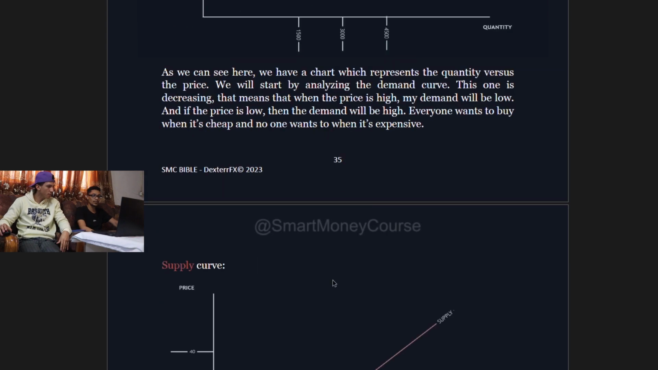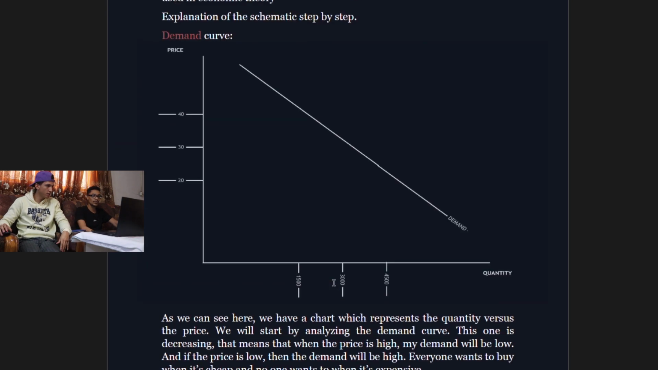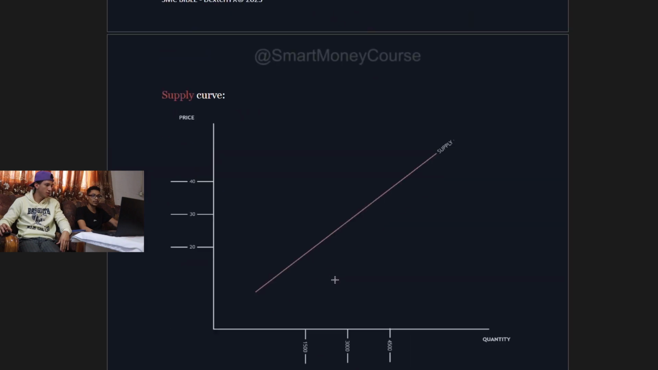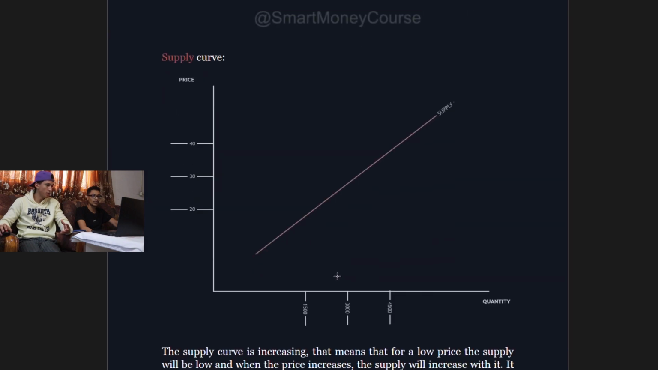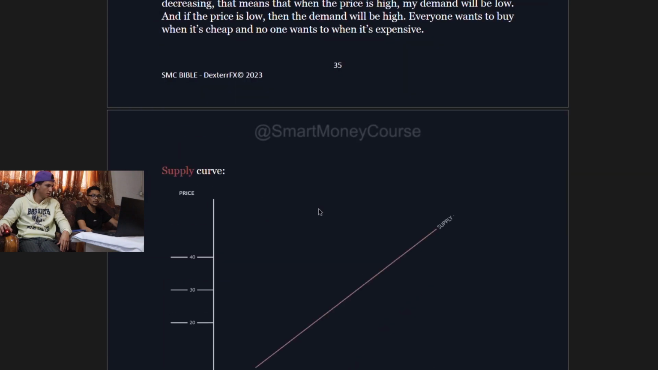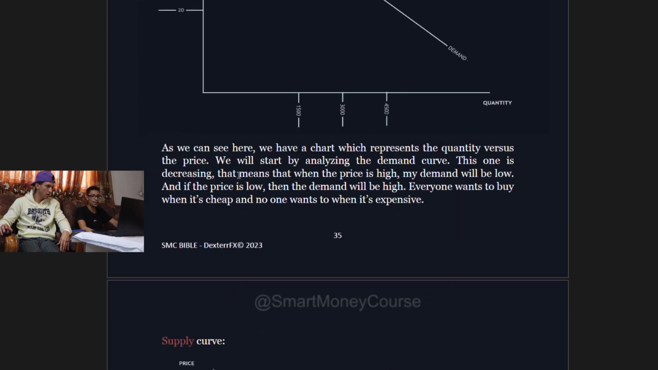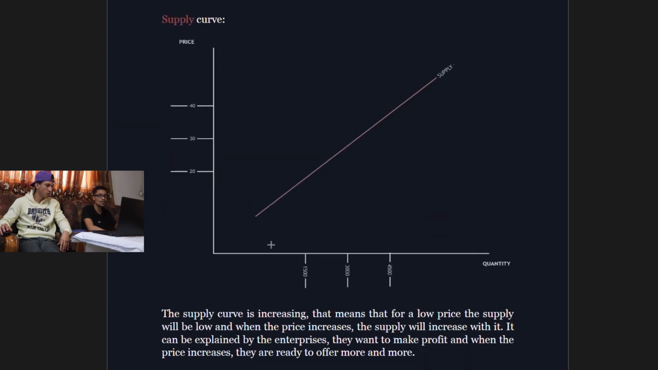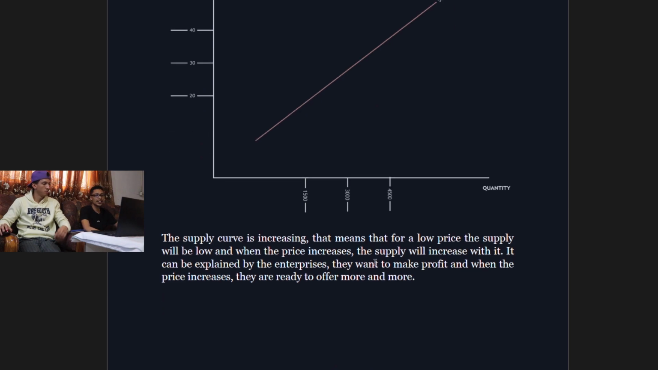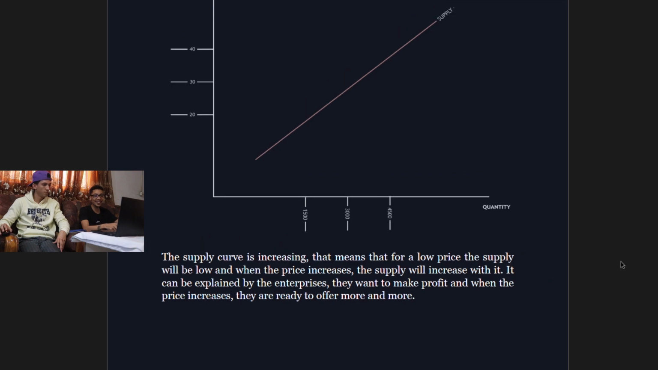Here is the supply curve, which is basically the opposite of what we just said. This is the price, and this is the quantity. The supply curve is increasing. That means that for a low price, the supply will be low, and when the price increases, the supply will increase with it. It can be explained by the enterprises: they want to make a profit, and when the price increases, they are ready to offer more and more.